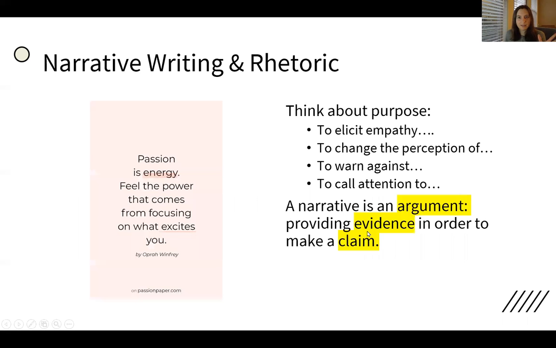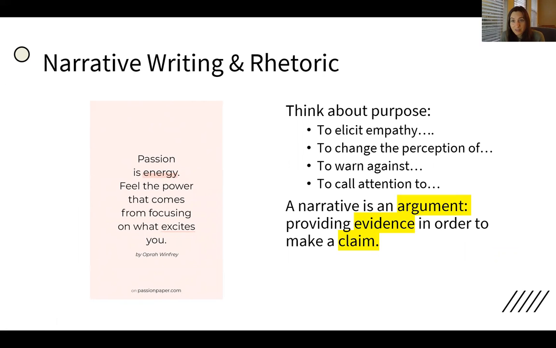Now, with all that being said, how does rhetoric fit in with narrative writing? After all, a narrative isn't an argument, is it? It is. So we want to think about purpose first and foremost. We don't just want to write words on a page and call it a day and then throw it in the trash, right? We want to create something beautiful, something meaningful.